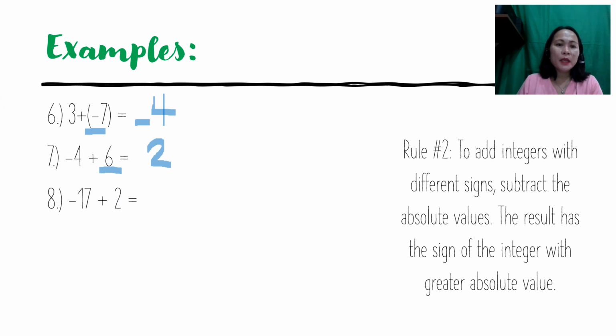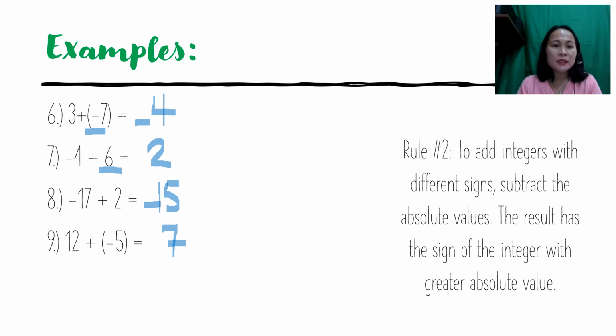And for example number 8, we have negative 17 plus 2. So subtract the numbers. 17 minus 2 is 15. Then use the sign of the greater absolute value, which is negative 17. So we have negative 15. And for our example number 9, we have 12 plus negative 5. So subtract the numbers. 12 minus 5 is 7. Then use the sign of the greater absolute value, which is positive 12. So therefore, our answer is positive 7.